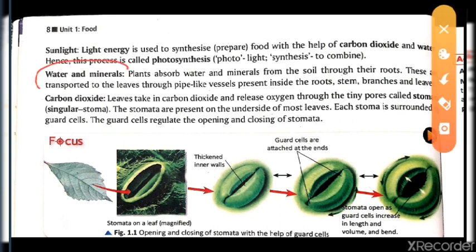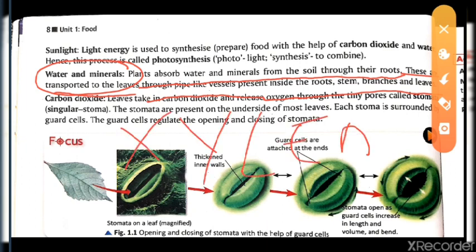Here, water and minerals. Water is absorbed by the roots. Plants absorb water and minerals from the soil through their roots. These are transported to the leaves through pipe-like vessels present inside the root, stem, branches and leaves. Have you heard about xylem? Xylem is the one which transports the water to the leaves.